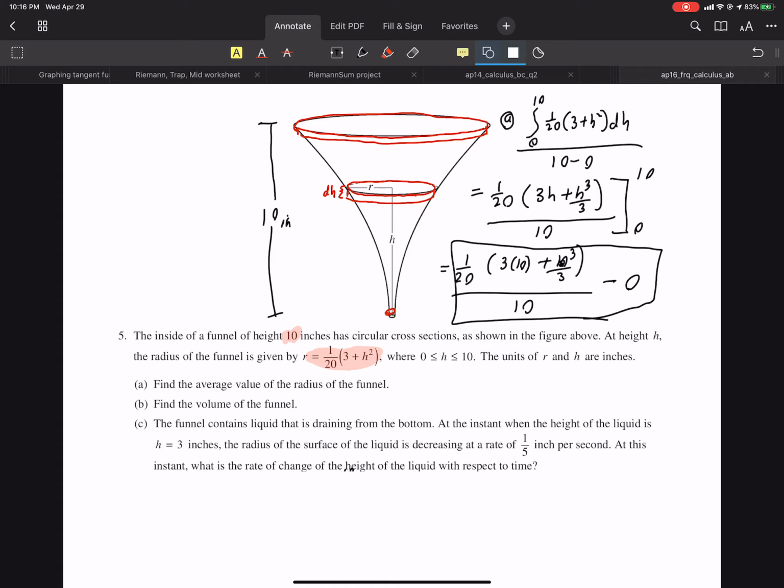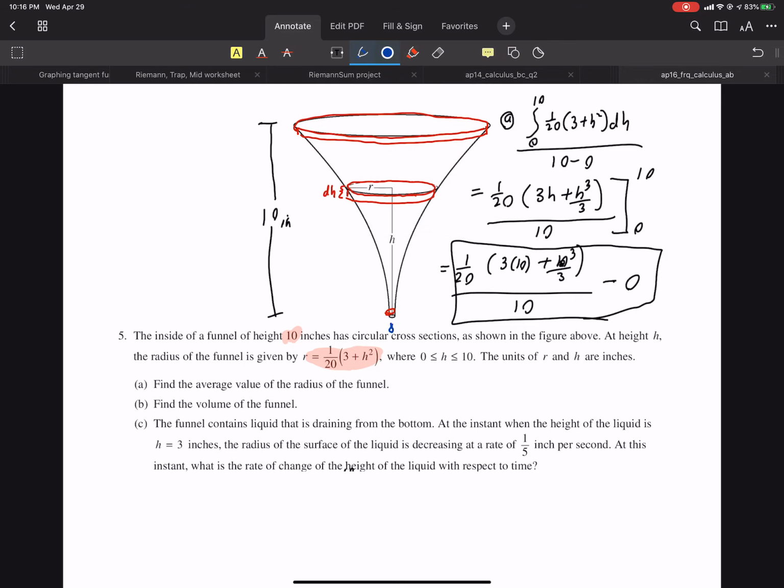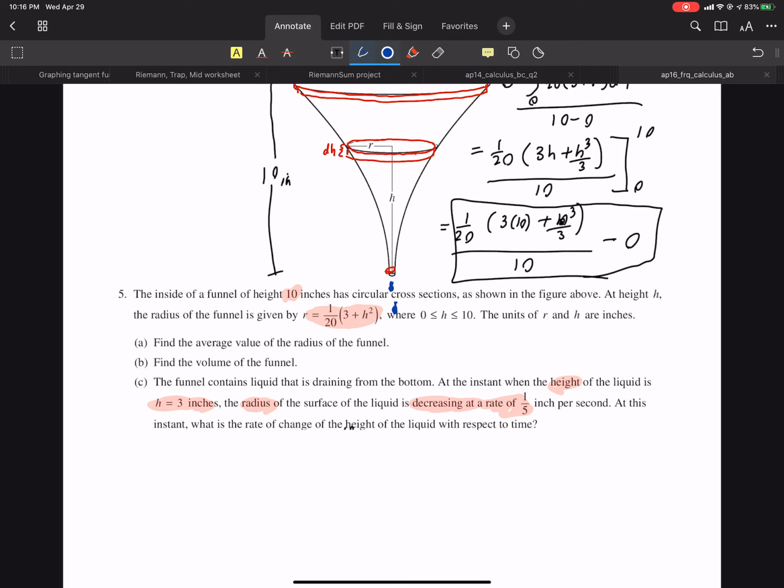A funnel contains liquid that's draining from the bottom. Ooh, I'm going to draw a picture. I picture water, so I'm going to do droplets of water. Bloop. Bloop. Okay. And it says at the instant when h is 3 inches, the radius is decreasing at the rate of 1/5. I like that. I can write that.